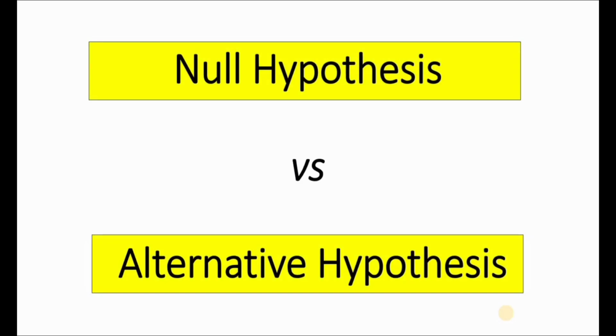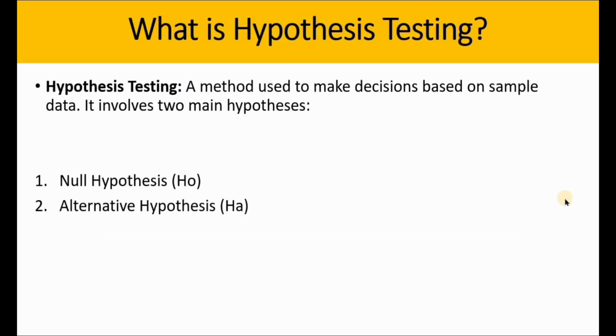In this video, we will discuss the two types of hypotheses used in Six Sigma, the null hypothesis and the alternate hypothesis. We will understand their key points and explore examples as well. Let's begin. First, we will learn why we perform hypothesis testing. Hypothesis testing is a method used to make decisions based on sample data.